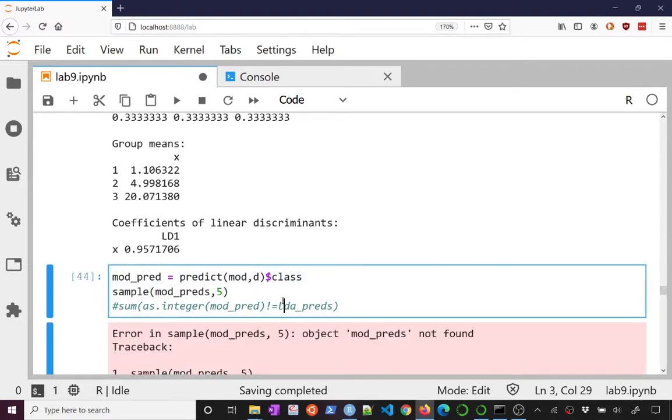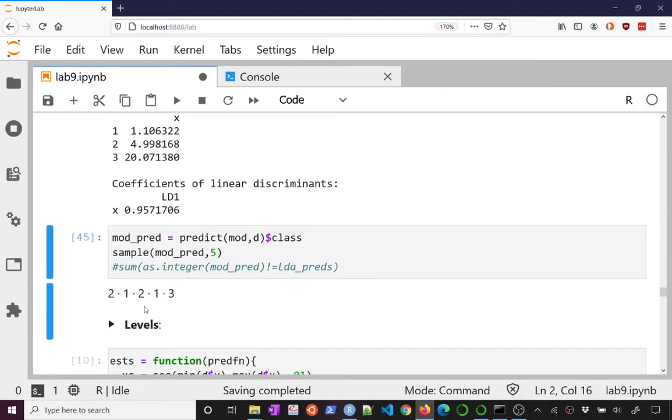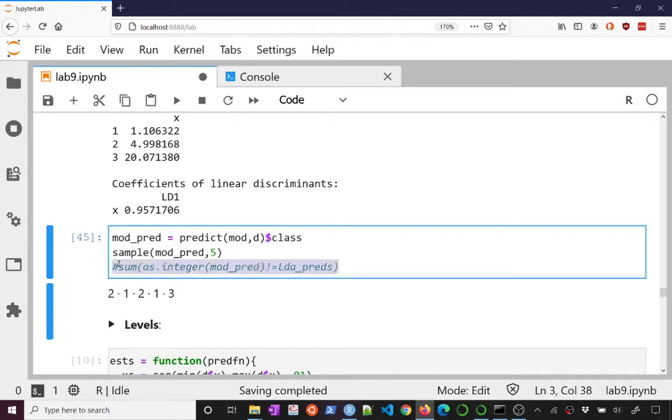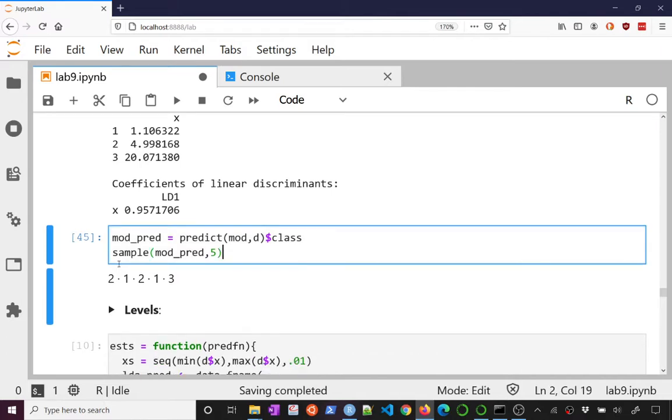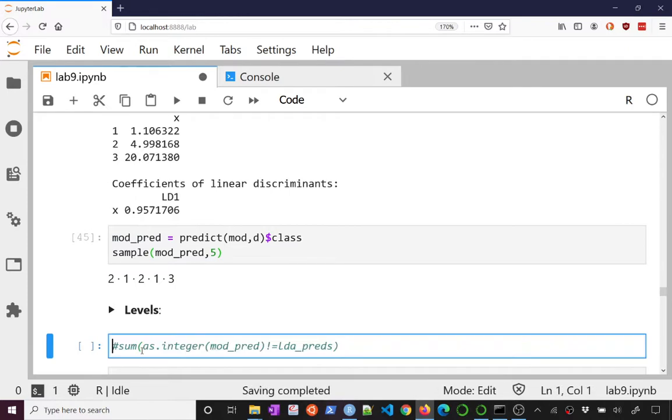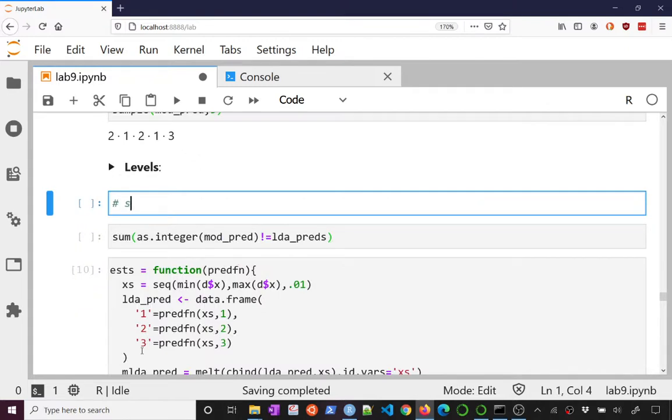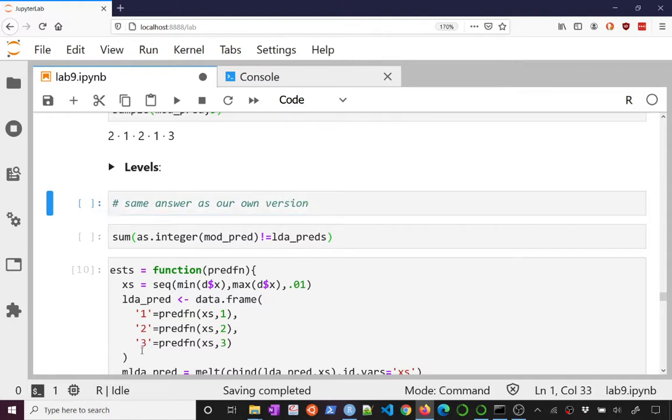Right? Is that going to work? Mod pred. Okay. So those are my predictions, and you can actually test that this gives us the exact same thing as our homegrown, home-brewed one. So same answer as our own version, right?